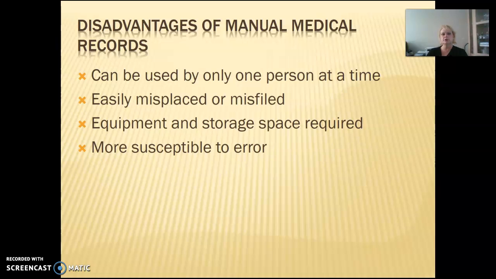So the book also talks about disadvantages of a paper chart system. So obviously only one person can look at the chart at a time. We can misplace charts, and lots of storage space is required to maintain a paper chart system. You have lots and lots of file cabinets everywhere. And the book says that it's more susceptible to error, but I kind of feel like you can do errors equally in a paper chart versus an EMR. Both are susceptible to error. So those are some of the disadvantages of paper charts.